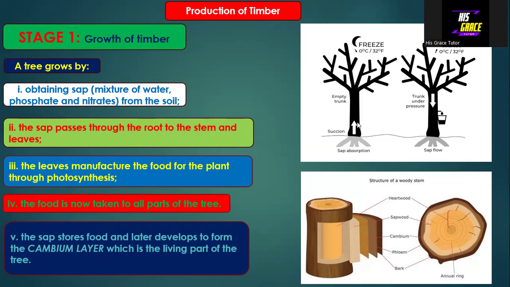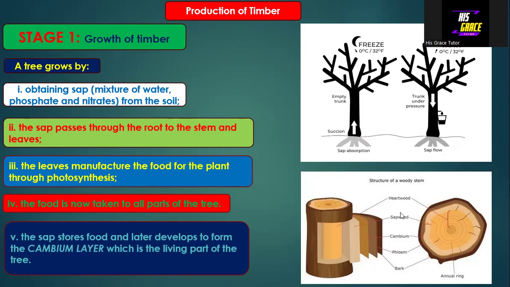This diagram that we have here is showing us how the sap enters into the body of the tree. As you can see here, sap absorption. So the sap enters into the body of the tree, and the food is manufactured through the process known as photosynthesis. Then the sap travels back into the body of the tree and circulates around and later forms what we call the cambium layer. So the cambium layer is the living part of the tree.